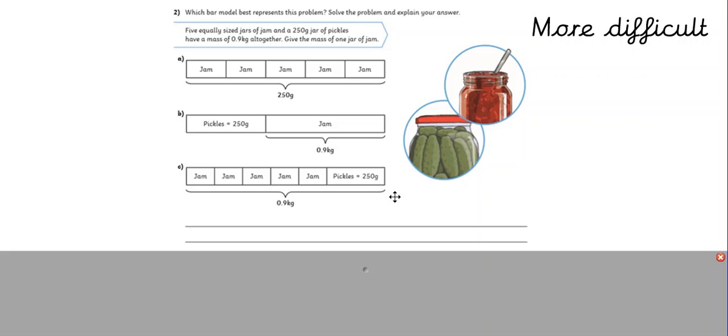Okay, so let's just underline the important information first of all. So 5 equally sized jars of jam and as well, a 250-gram jar of pickles have a mass of 0.9 kilograms altogether. Give the mass of 1 jar of jam. So that's all together, okay? So we've got to give the mass of 1 jar of jam. Okay, so pause the video now. Think about how we did the last one. Pause the video now and have a go.